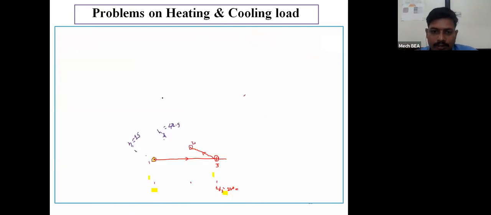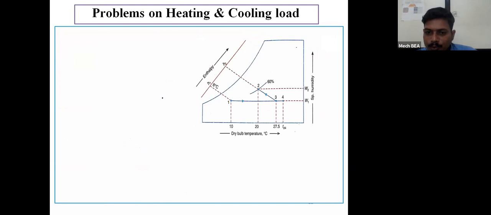Okay, so here you will get the answer. Such type of solution will be there. First of all, we have located point number 1, then we have located point number 2. As we know that the 1, 2, 3 process is the sensible heating process, but I do not know the exact condition of point number 3. So what I have done, from point number 2, I have drawn the constant enthalpy line, and where that constant enthalpy line intersects that sensible heating line, that is my point number 3. So here I am getting the condition of point number 3.